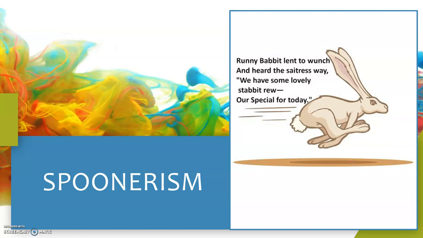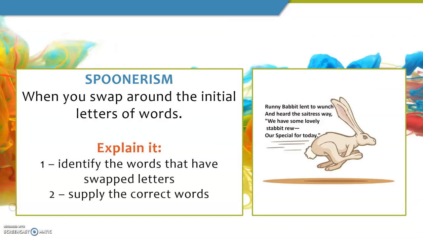Now, if that doesn't make any sense to you on first reading, it probably won't. But Spoonerism is when you swap, usually by mistake, when you're speaking too quickly like me, when your brain works faster than your mouth can work, you swap around the initial letters of words. Okay, so if you just look at the first one there, Runny Babbit would be Bunny Rabbit.